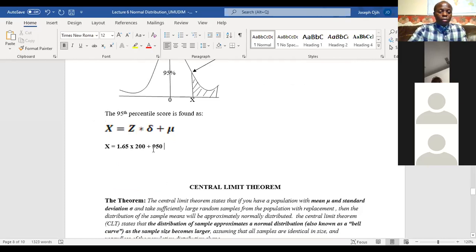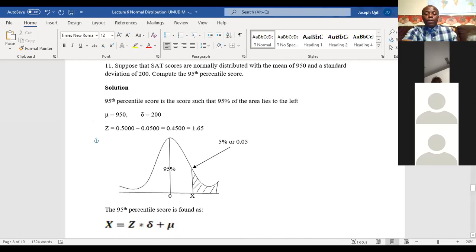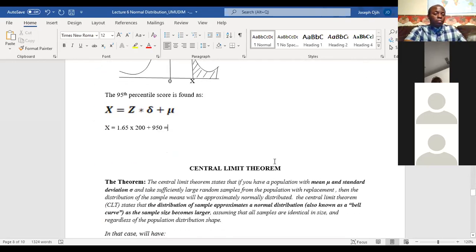So this would be the qualifying score, or what you call the 95th percentile score. This will be the 90th percentile score. Now, if you put this in the calculator, we have to write it down.